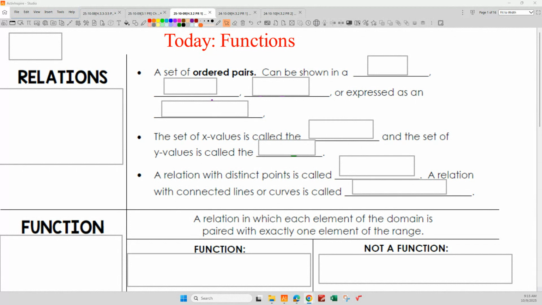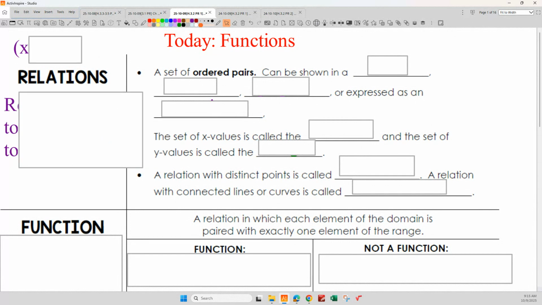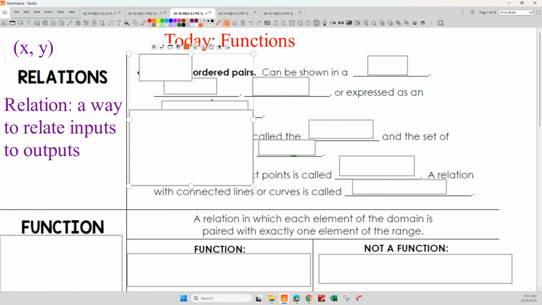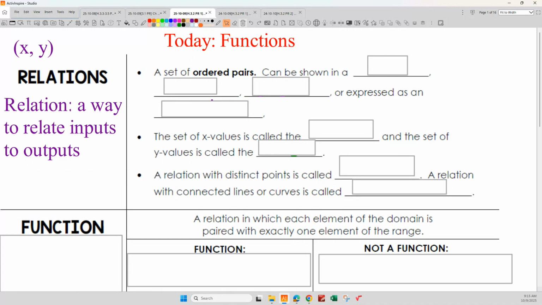It is a relationship. So a relation is a way of relating inputs and outputs. That's all it is. It's some kind of an organized way to relate input values and output values. So usually that would mean X coordinates and Y coordinates. It doesn't have to though. That's just the most comfortable, convenient way for us to think about it because we're used to graphing things in the XY plane.